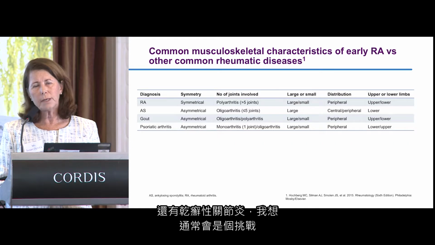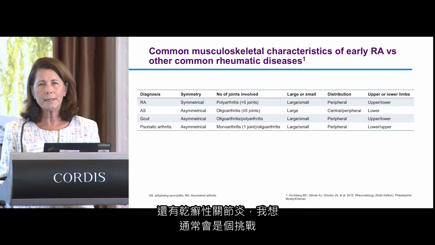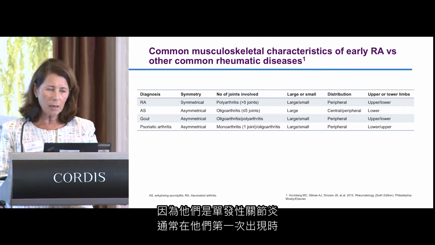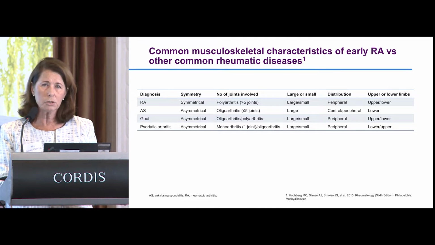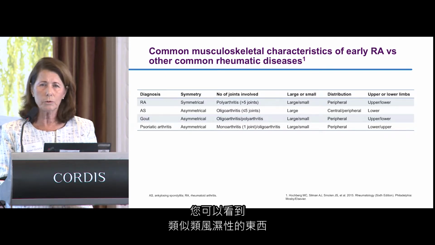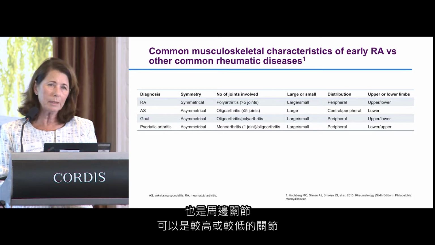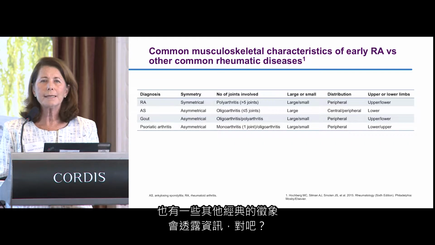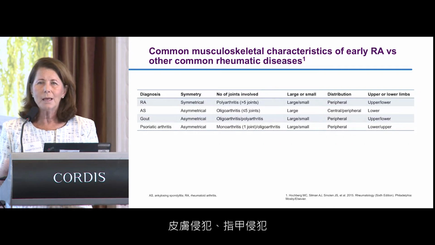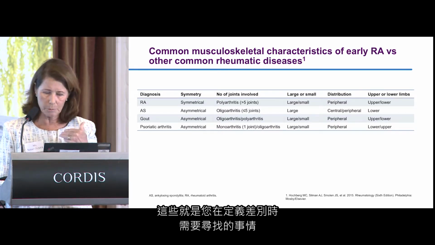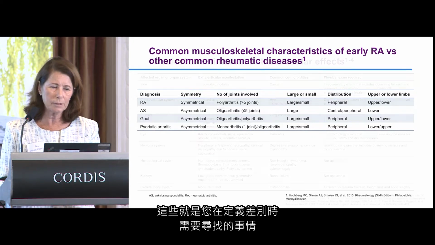And psoriatic arthritis, I think, is the one that often is a challenge when you first see patients, because they have monoarthritis often when they first present, but when they've got more aggressive disease, you can see something that almost looks like rheumatoid, but it's large and small joints again, it's peripheral again, and it can be lower or upper. But there are some other classic signs that would tell you, wouldn't they? So skin involvement, nail involvement, things like the sausage finger that we see. So those are the things you'd be looking for to define the difference.